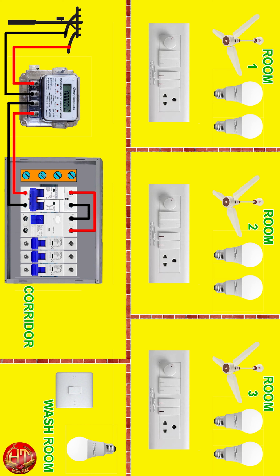terminal of the RCCB. First neutral outgoing of the RCCB with the bus bar and second phase outgoing of the RCCB with all bottom incoming terminals of single pole MCBs. Connect the outgoing phase of the first MCB to the bottom terminal of all switches in room 1.